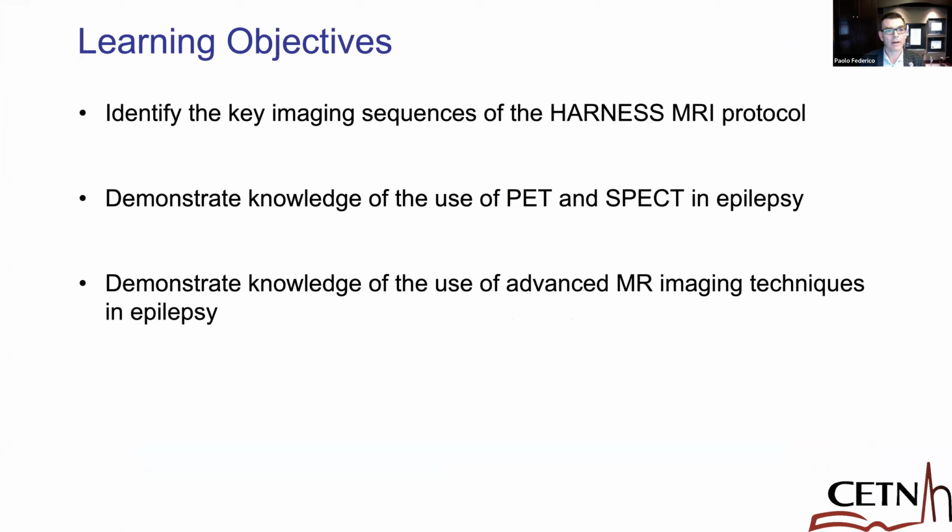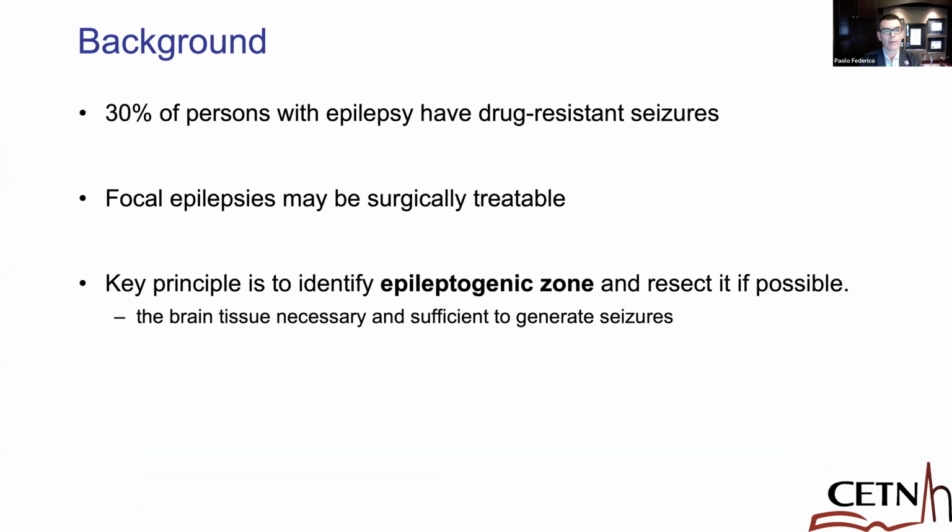And here are the learning objectives, which I believe have been circulated in advance. So just as a brief background, as most of you know, 30% of persons with epilepsy have drug-resistant seizures. Focal epilepsies may be surgically treatable, but the key principle in pre-surgical evaluation of these patients is identification of the epileptogenic zone and resecting it if possible. The epileptogenic zone is defined as the brain tissue that is necessary and sufficient to generate seizures.